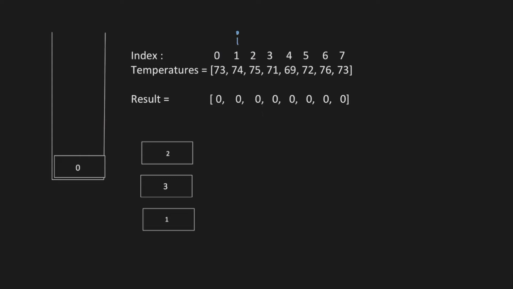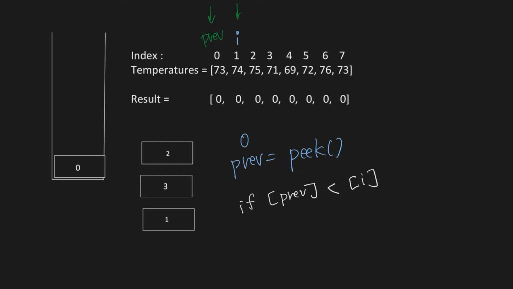So index 1. And what we're going to do is we're going to peek from the stack, and that's going to be the previous index. So we have 0 for the previous index, and we're going to compare the numbers at the current index and the number at the previous index, because we're trying to find how many days it takes to have a warmer day. So we are going to check if the number at the previous index is less than the number at the current index. And in that case, you found a warmer day.